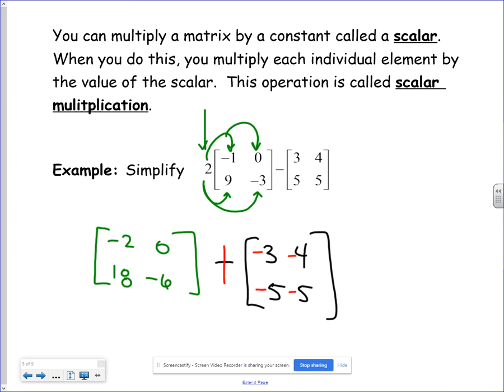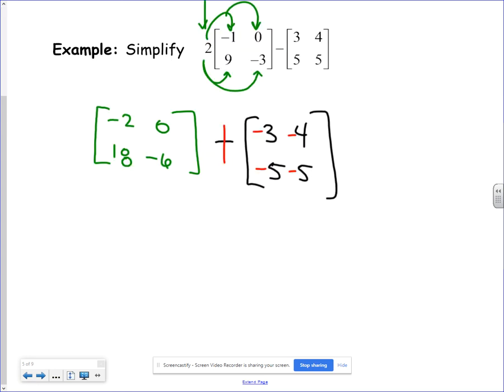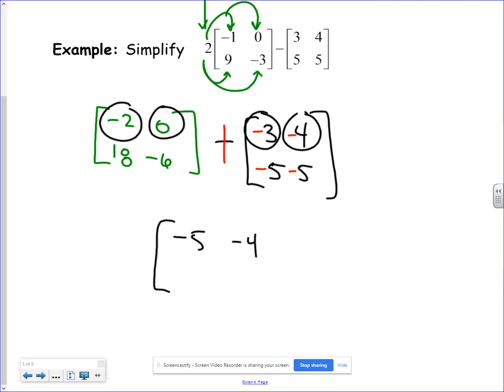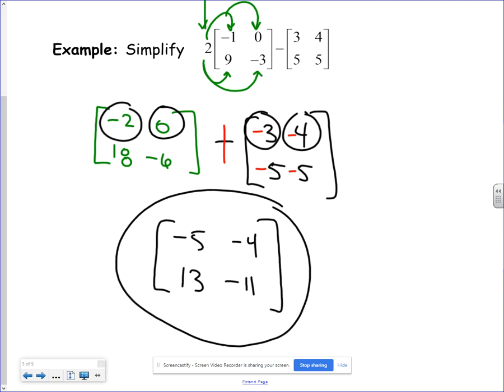And now, I just add these two matrices together. They're both 2 by 2s, so we can add these together. So -2 plus -3 is -5. 0 plus -4 is -4. 18 plus -5, 13. -6 plus -5 is -11. So this is my answer to that expression.